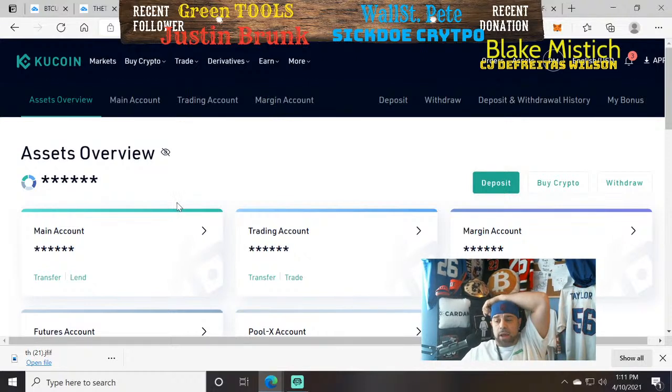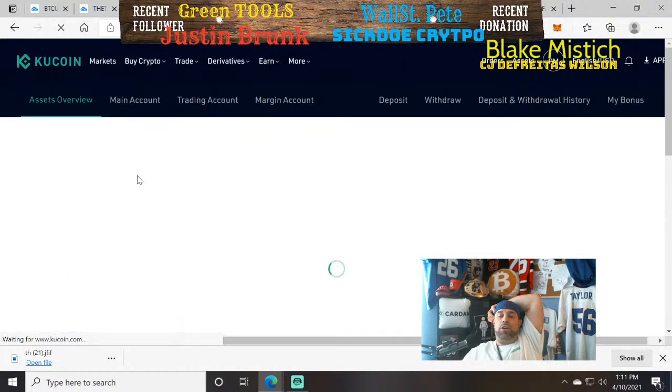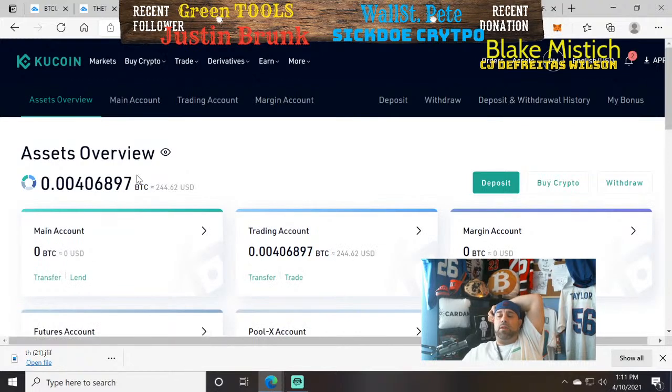I've had this for a while, one of these platforms, but yet I've yet to really put anything into it. So I'm finally going to do that. I'm going to put money into it. I'm going to show you. I don't really care. It is what it is. Look, it's not a lot of money.